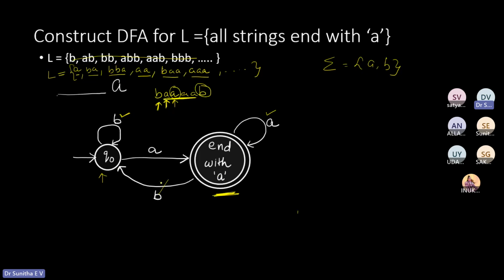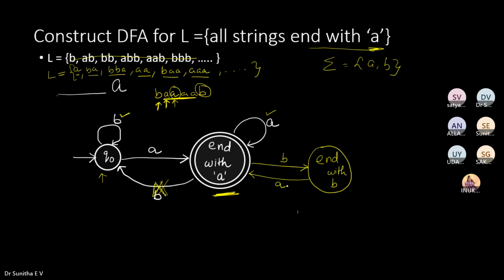Or instead of this, we can do it in a different way. We can add another state, end with B. That is not a final state, because our language requires only the end with A condition. From the end with A state, if you find a B, you can go to this state. Instead of the previous transition, you can add an additional state and draw the transitions here. From this state, if you find an A, you can go back to the end with A state. If you find any more B, you can remain here itself because it is still ending with B. We cannot accept it. It remains in the same non-final state.